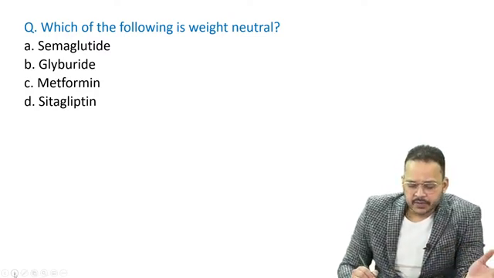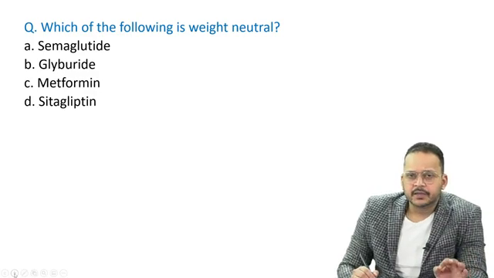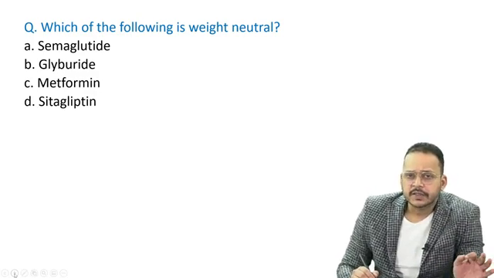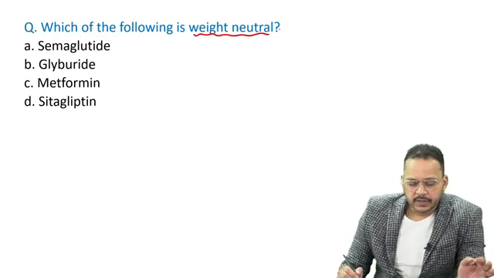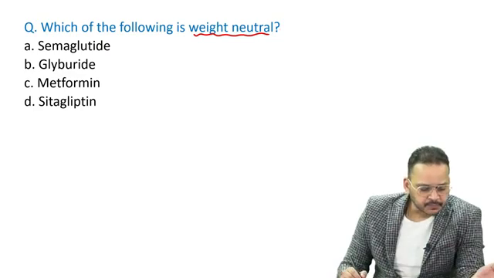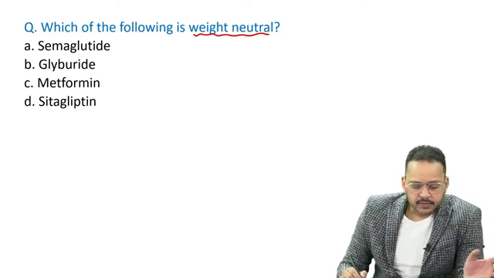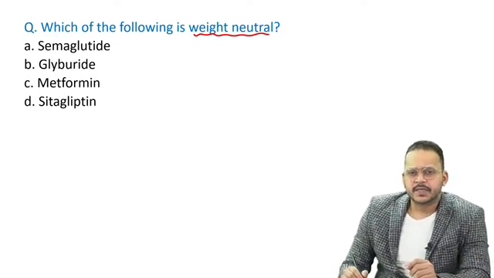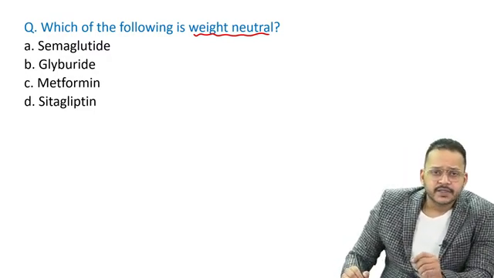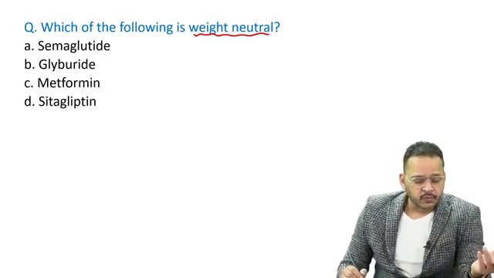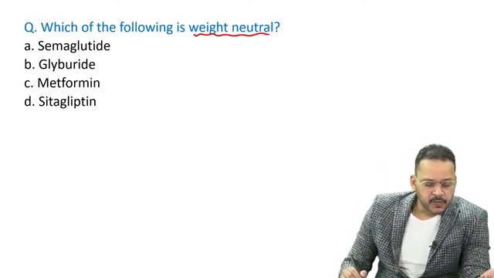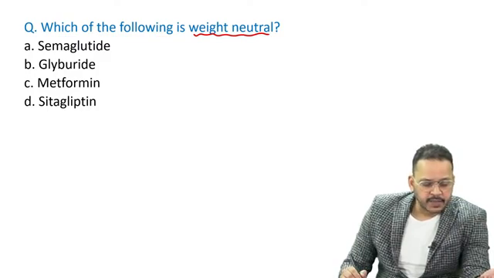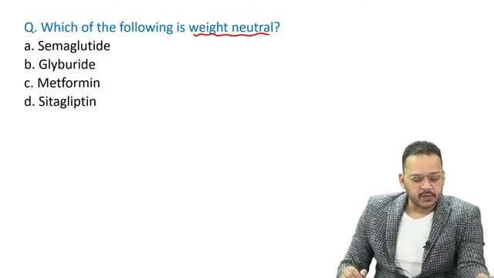Let's begin with today's question. An important topic they ask you in endocrinology, the most important topic, is diabetes mellitus. Which of the following is a weight neutral drug? Semaglutide, glyburide, metformin, sitagliptin. Some anti-diabetic drugs can cause weight loss, some can cause weight gain, and some are weight neutral. So which of the following is a weight neutral drug? Let us see what the best possible answer is here. Is it A, B, C, or D?